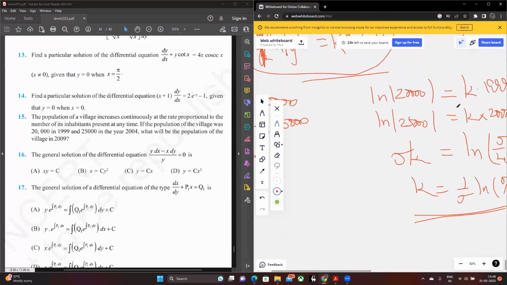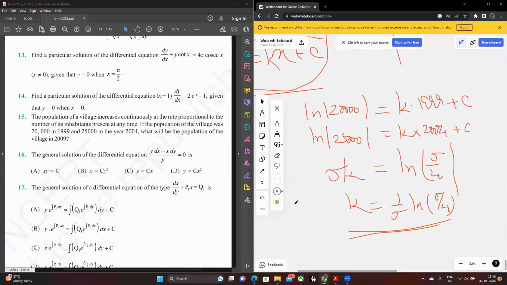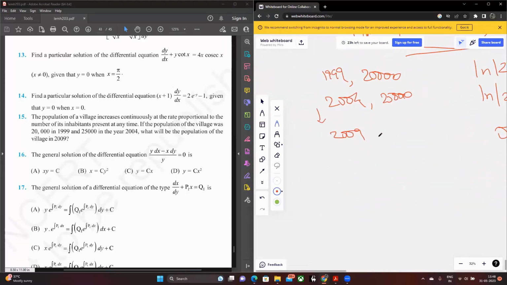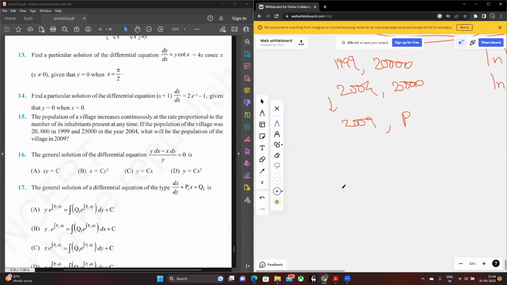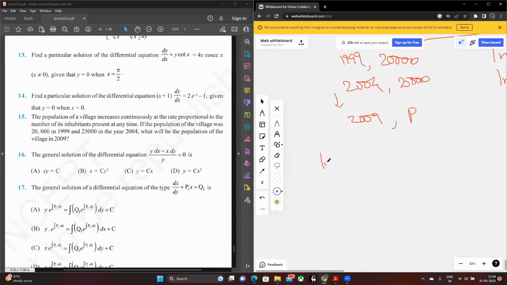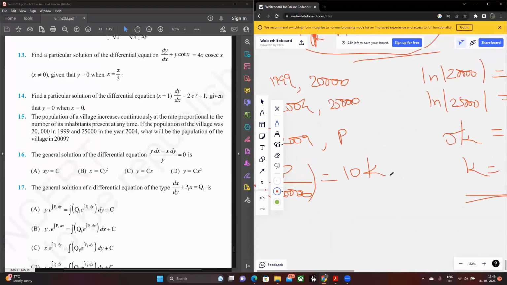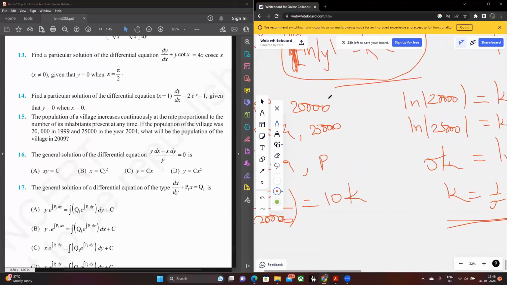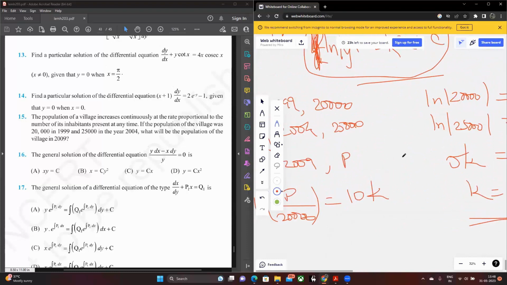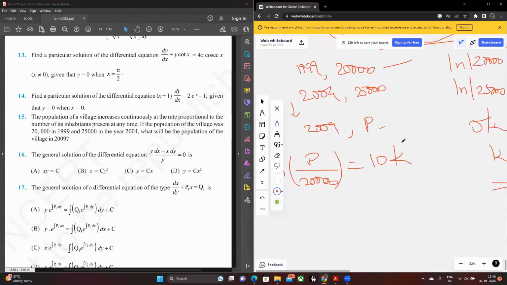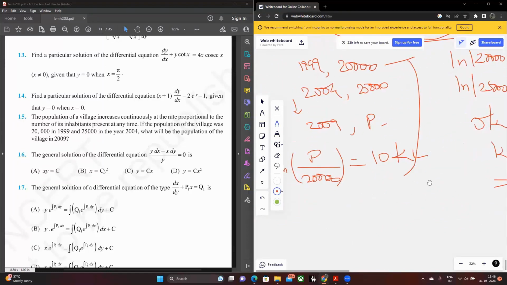So from this we can find c, or we actually don't need to find c. If the value of the population is p in 2009, then we basically have ln of p divided by 20,000 equal to 10 times k, because it's going to be k into 2009 plus c. And so if I do this minus this, I'm going to get this equation.